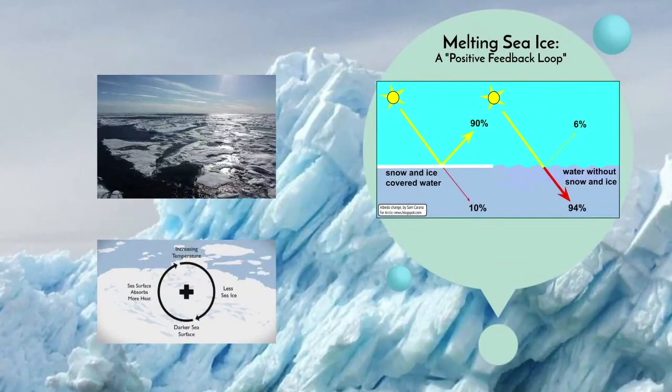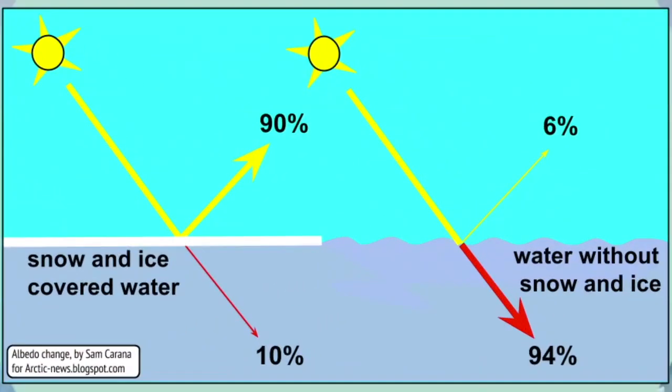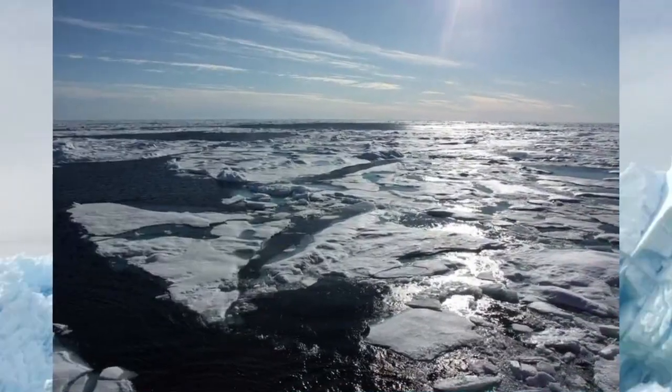Melting sea ice is a problem because it creates something called a positive feedback loop. Sea ice is extremely reflective, or has a high albedo. When sunlight hits the ice, it reflects up to 90% back into space. As the sea ice melts in the summer, instead of sunlight being reflected by the ice, the majority is absorbed by the ocean. As you can see here, the ocean water is much darker than the sea ice, and therefore absorbs more light, rather than reflecting it.